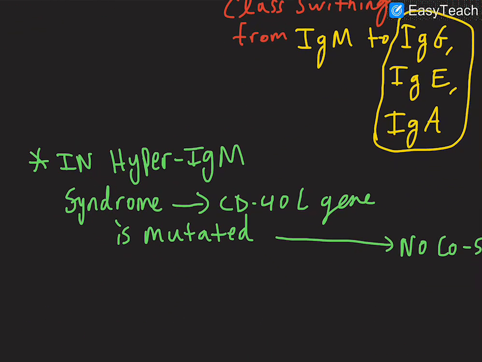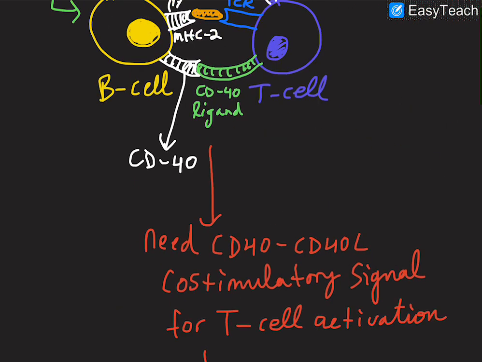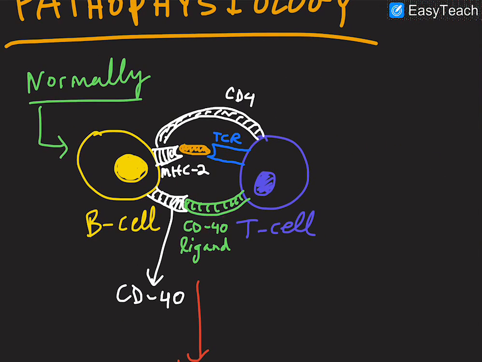But what happens in hyper-IgM syndrome is you have a mutation in the CD40 ligand gene. So what this means is, on your T cells, you don't have CD40 ligand. So this second interaction can't occur. If this second interaction between CD40 ligand and CD40 can't occur, then your T cells can't get activated. And if your T cells don't secrete interleukins 4 and 5, for example, then your B cells cannot class switch into producing IgG, E, and A. And your B cells remain as naive B cells who only can produce IgM.